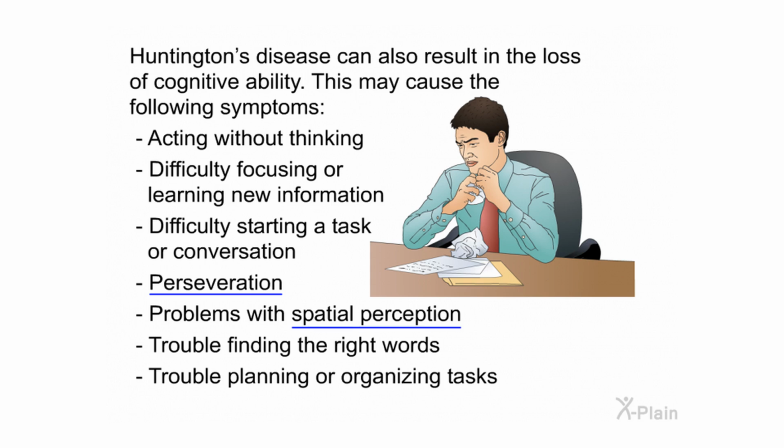Huntington's disease can also result in the loss of cognitive ability. This may cause the following symptoms: acting without thinking, difficulty focusing or learning new information, difficulty starting a task or conversation, perseveration, problems with spatial perception, trouble finding the right words, trouble planning or organizing tasks.